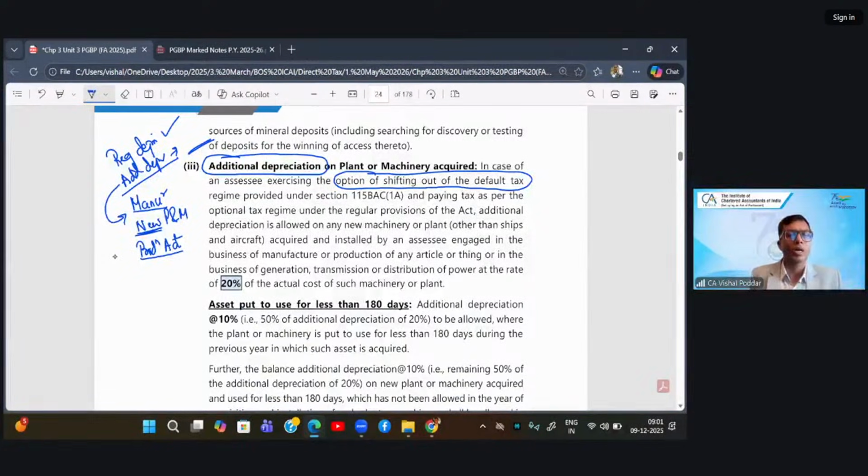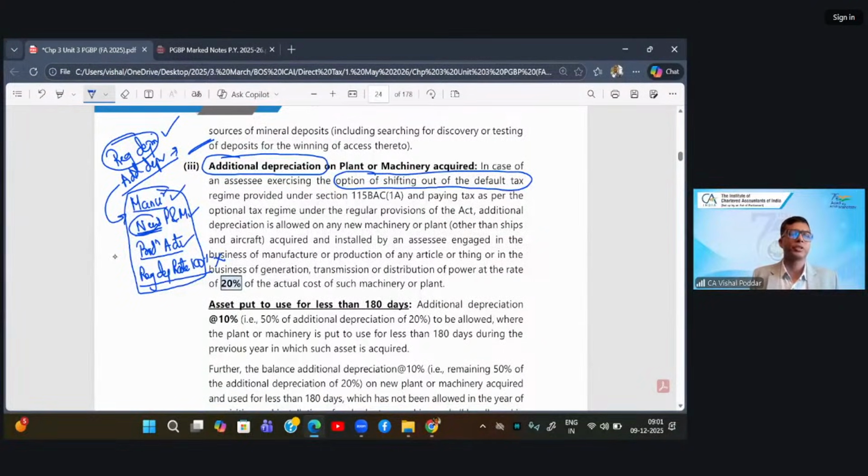Next, your asset's regular depreciation rate should not be 100. Now you'll find that some assets are such whose regular depreciation rate itself is 100. Now for them, additional is not allowed. Why? Because you can claim the entire 100% in regular depreciation only. I cannot give you additional depreciation above the cost. So for these assets, additional depreciation is not allowed. So these are the four broad conditions subject to which additional will be allowed. You should be a manufacturer. The asset should be new plant and machinery. It should be used in production, and it should not have a rate of 100% in the regular depreciation.